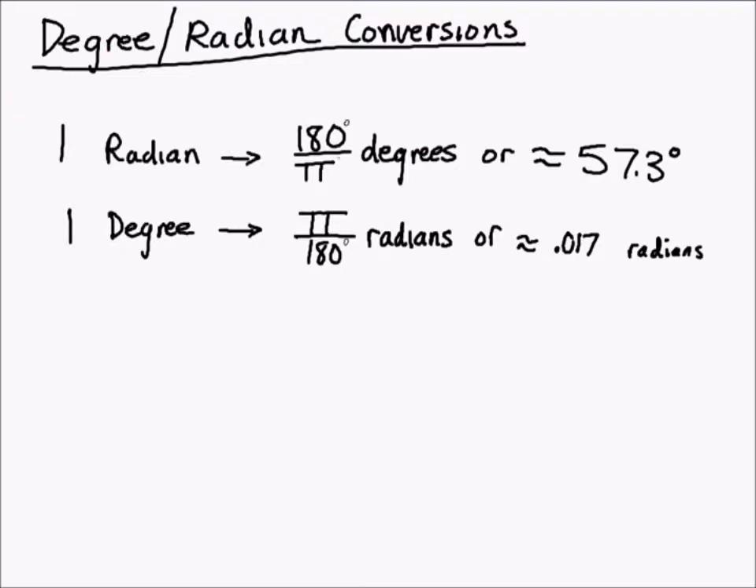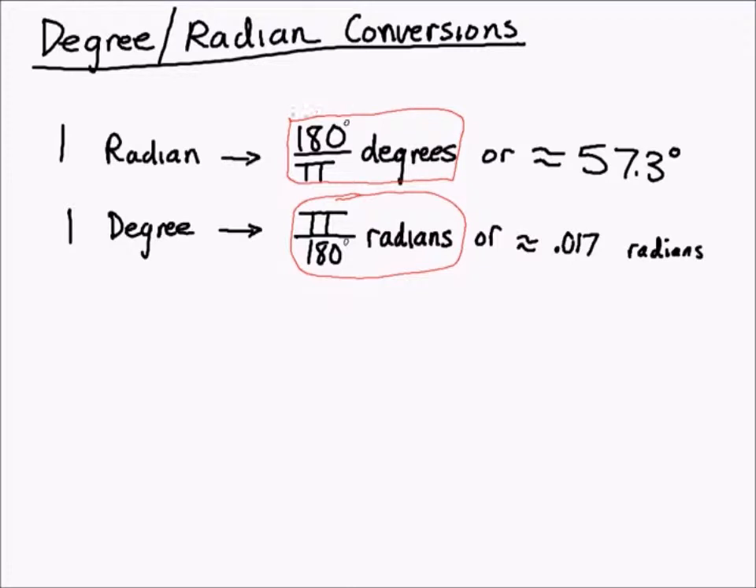Degree and radian conversions. I'm going to be writing this out a lot. You need to have these memorized. When you're talking about radians and degrees, they're essentially these two right here. This is actually a little confusing, but I want you to pay attention to this right here. Okay. When you need radians, pi needs to be on top of 180. When you need degrees, pi needs to be at the bottom.